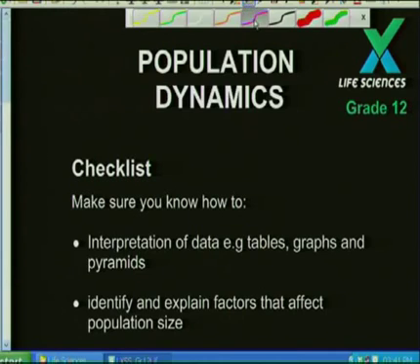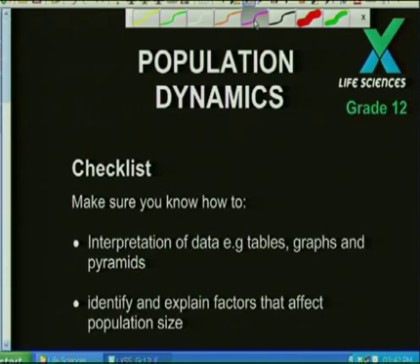I'm going to start off by just pointing out a few important points that you need to be able to study. It's almost like a checklist or objectives to make sure that you're able to understand those concepts, because the chances are they are going to be in the exam. The first one that I would like you to know is the interpretation of data.